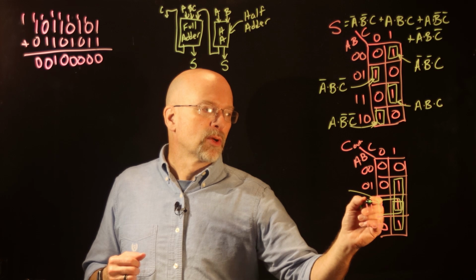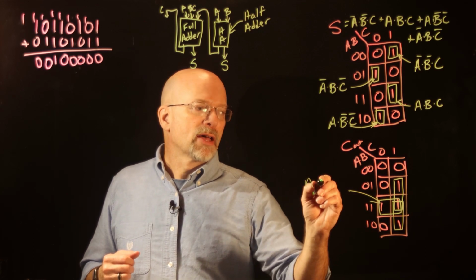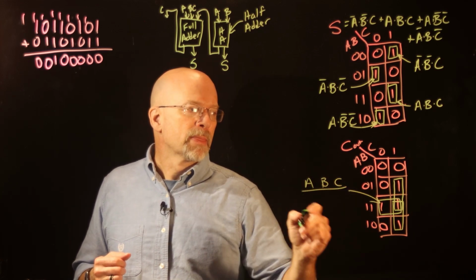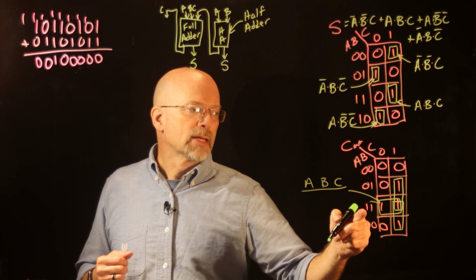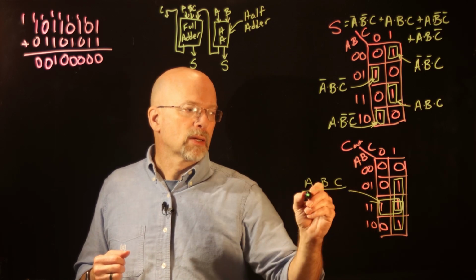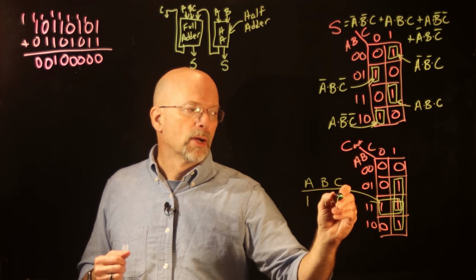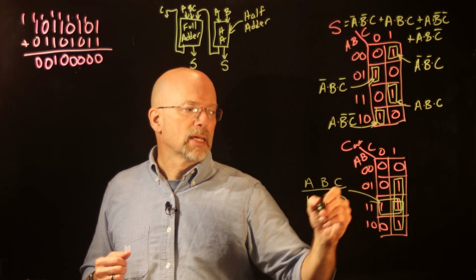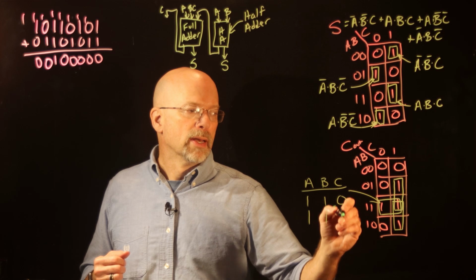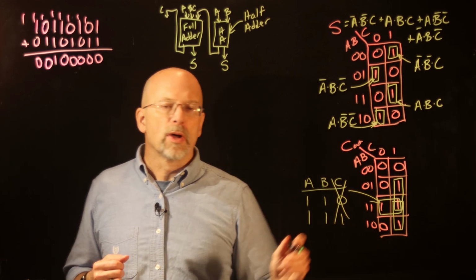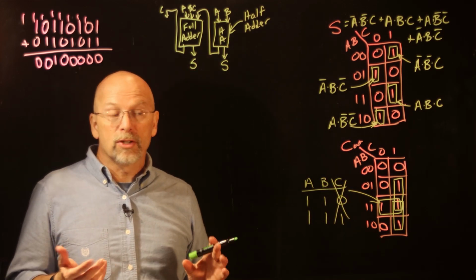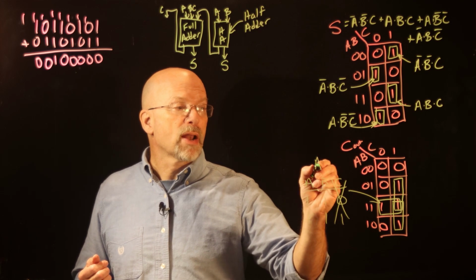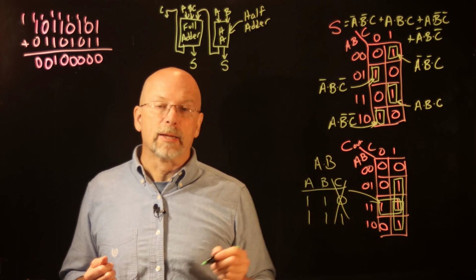Let's start with this one right here. We've got values of A, B, and C. This cell right here has A, B, and C equal to 1, 1, and 0. This cell right here has A, B, and C equal to 1, 1, 1. We see that C is the one that changes, so it's the one that drops out, and we're left with the product A ANDed with B.